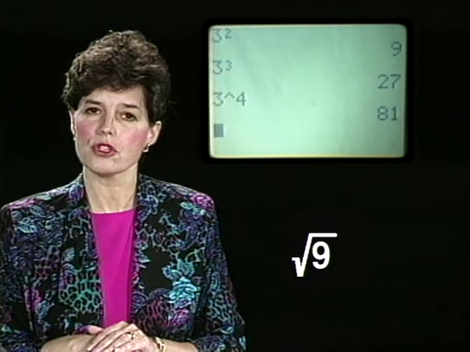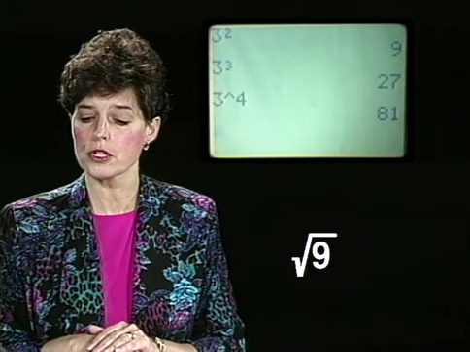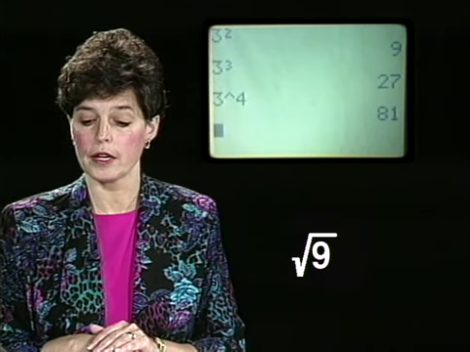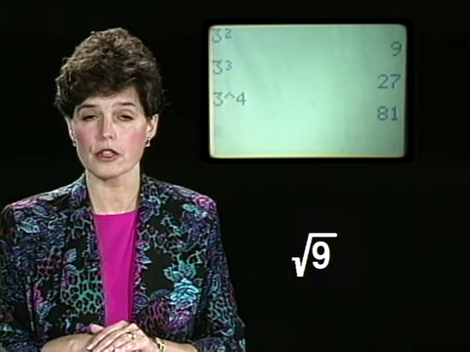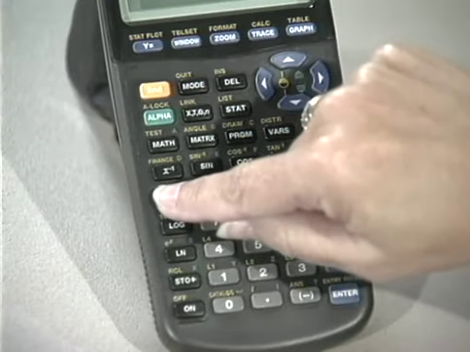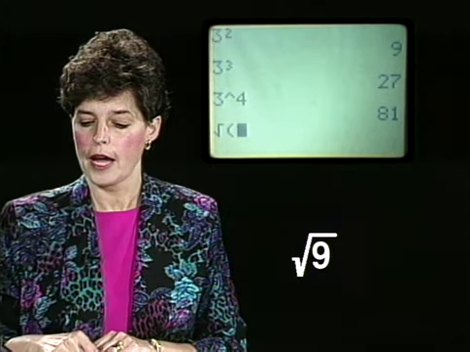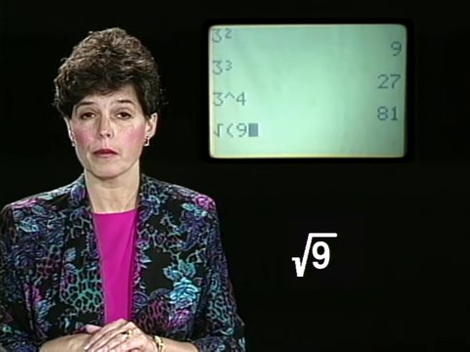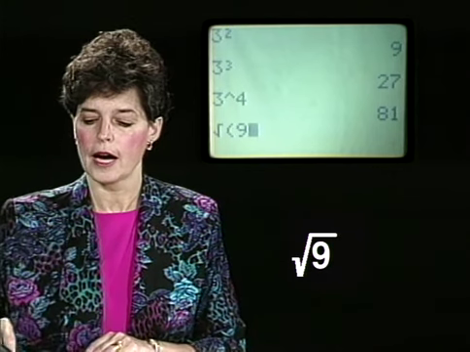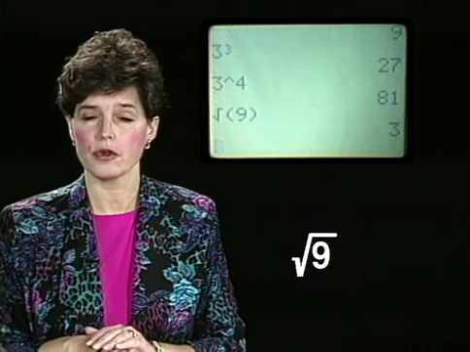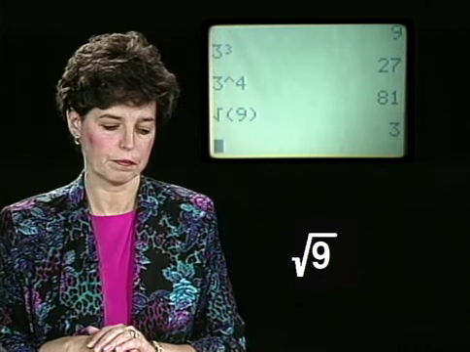Okay, let's do the square root of 9. Now, a few moments ago, we did a problem involving the square root. Remember that it is located in yellow, up above the x squared key. So I'm going to have to press second, then the square root, and I'm going to put in 9. Now notice that the calculator automatically put a left parenthesis. I need to close that and then enter, and I do get the 3 that I was expecting.